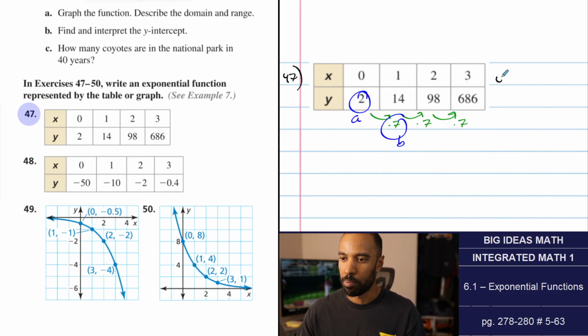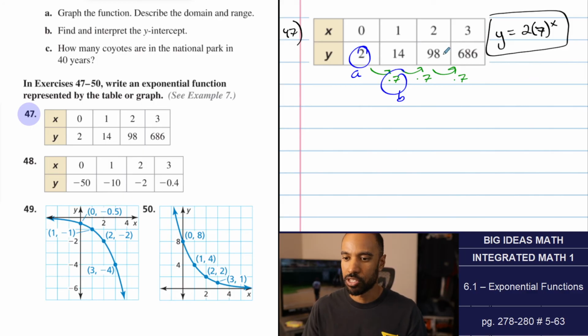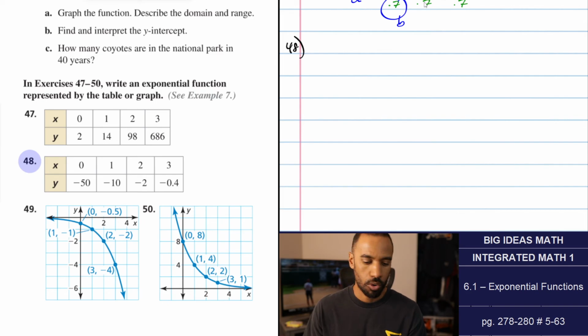So my equation will be y equals a times b to the x power. 2 times 7 to the x power. That's it. Pretty fast overall once you recognize what's happening and why this does what it does. That's why I avoid using a table. Or that's how I can avoid using a table. 48, by the way, I have to make sure x is increasing by 1 each time on that. Otherwise, it would change my thing, and it was.